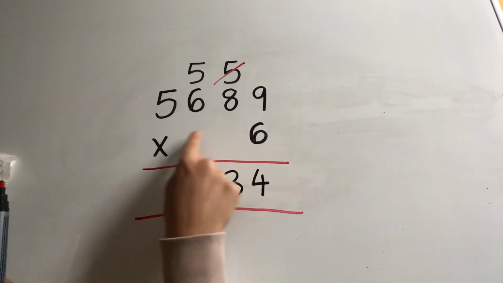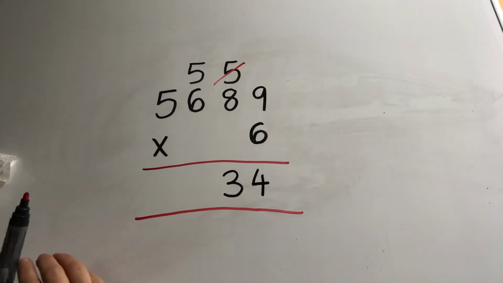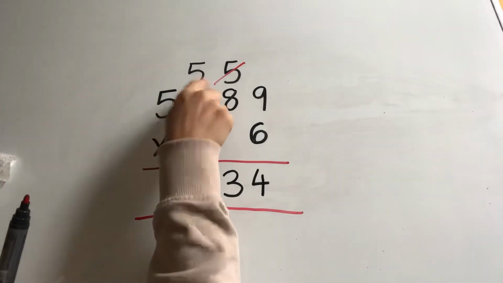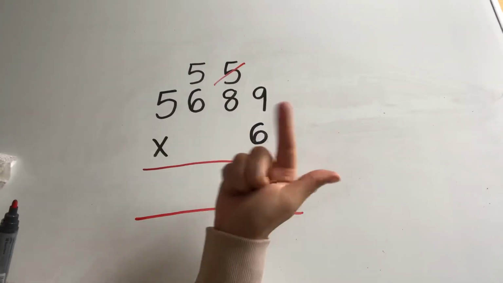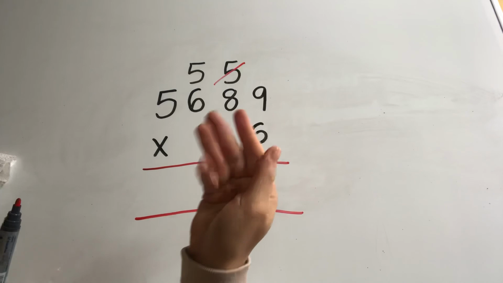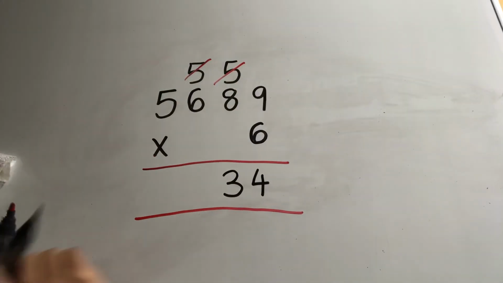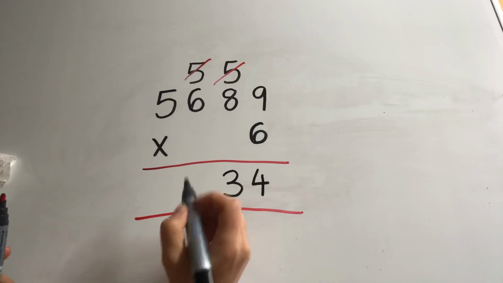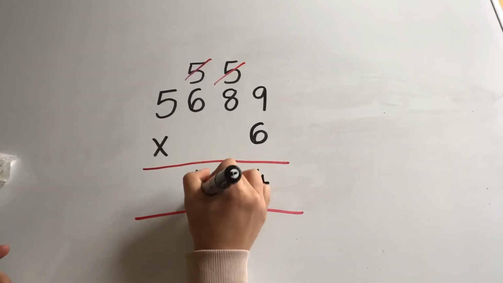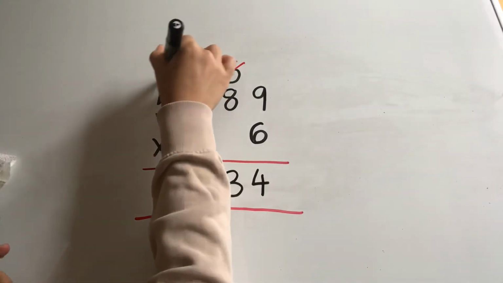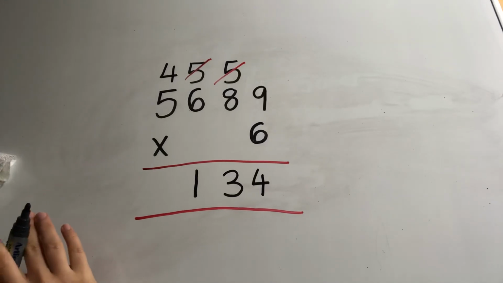Next one, 6 groups of 6 is 36. And we add 5. So 36 add 5 is 37, 38, 39, 40, 41. So I cross that out. 41, we need to rename it. So 41 hundreds is the same as saying 4,100. So we carry that 4,000s to our thousands column.